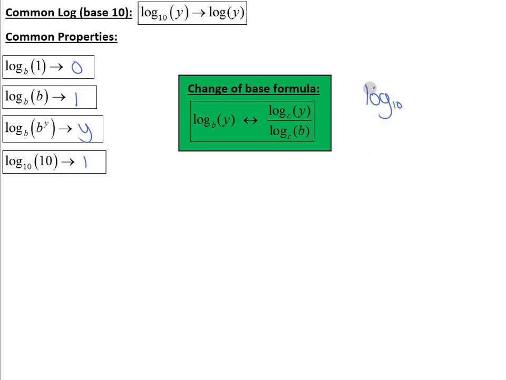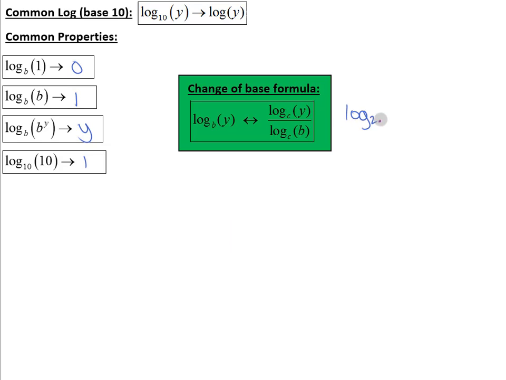So most calculators will do log base 10. Some of them will do log base e, which is a number we'll talk about next time, and that's usually written as natural log. So we will talk about that at another time. But if my calculator doesn't do log base 2, we need this formula so that we can type it in with log base 10. So we'll talk about that.